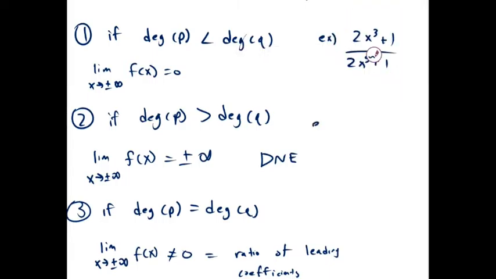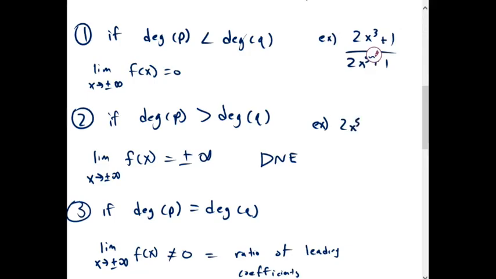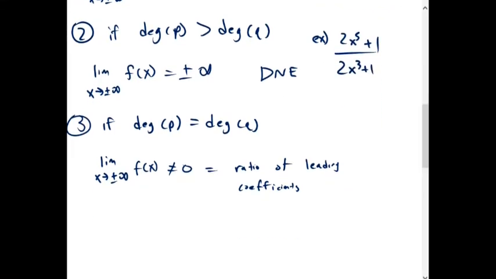So I'll give you more examples. For the degree of p being greater, we can just do 2x to the fifth plus 1 over 2x to the third plus 1. And for this example, we could just do 2x to the third plus 1 over 3x to the third minus 2.